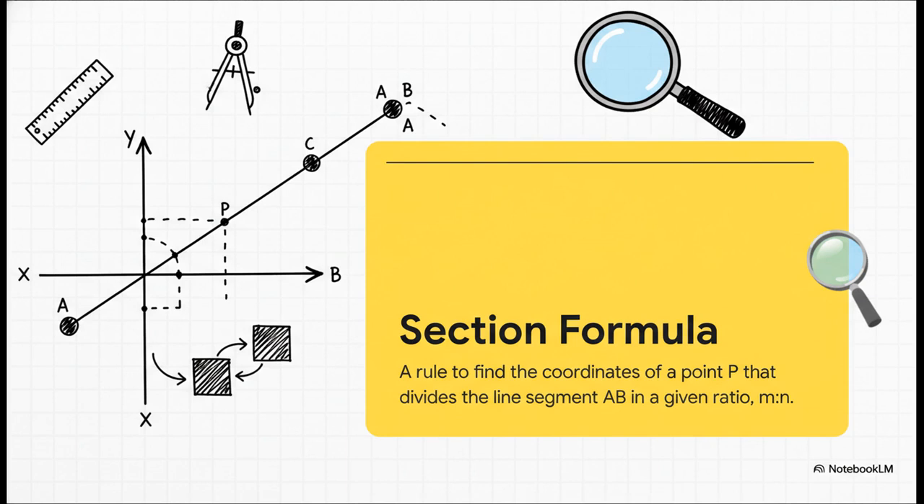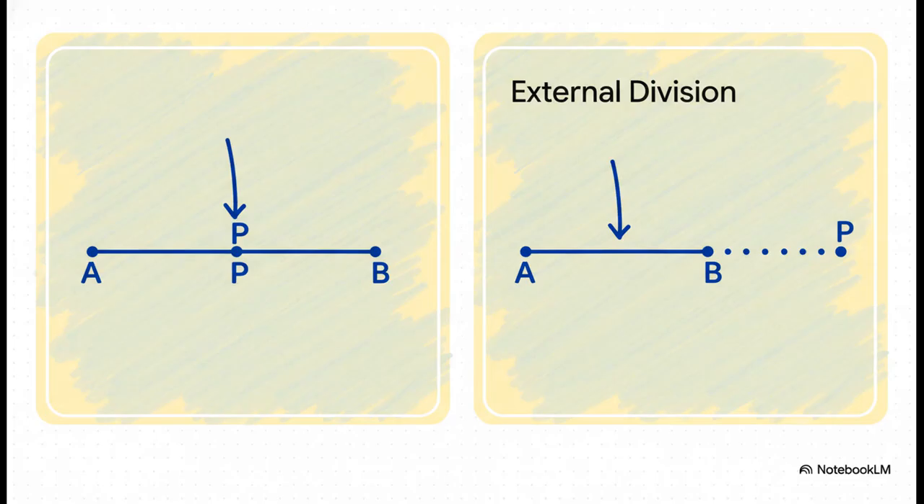Honestly, this little formula is the secret sauce behind so much, like scaling objects in computer graphics or placing items perfectly in a video game world. What's really cool is how this one formula can actually be adapted. See, the formula has two flavors, and it all depends on where our dividing point P is. If it's inside the segment, tucked neatly between A and B, we call that internal division. But if the point is on the same line but outside the segment, extending past A or B, that's external division, and the formula just needs a tiny little tweak. Same logic, just a different location.